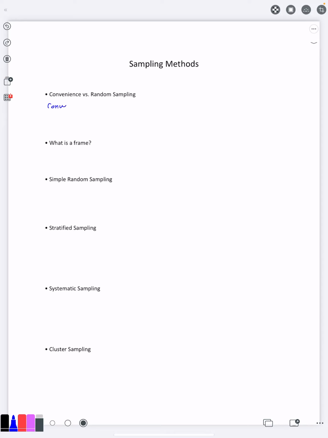So convenience sampling, this is when you are going to choose individuals based on convenience. So let's say you want to take a survey of individuals and ask them about what type of movies they like, and you decide to go and stand outside of a movie theater, and whoever comes out, you start asking them, and you see whoever's willing to answer your questions. That would be a convenience sample.